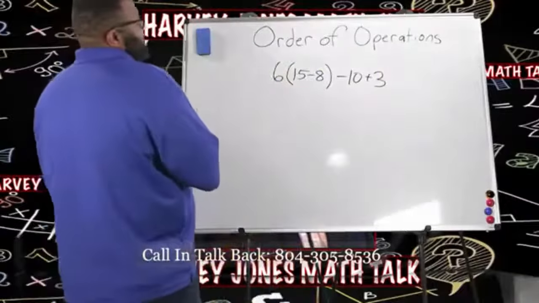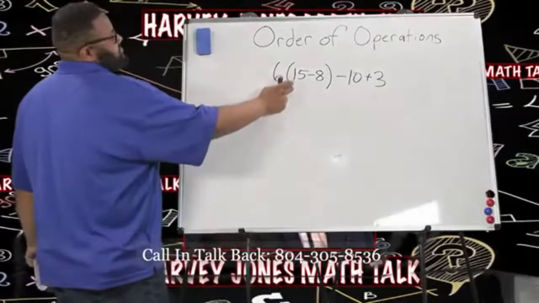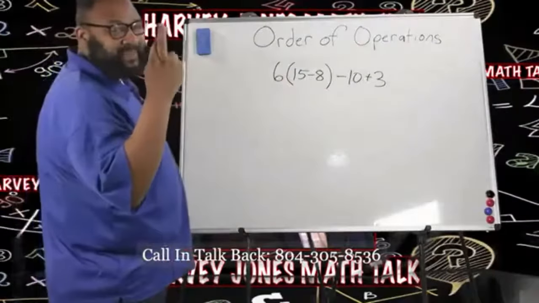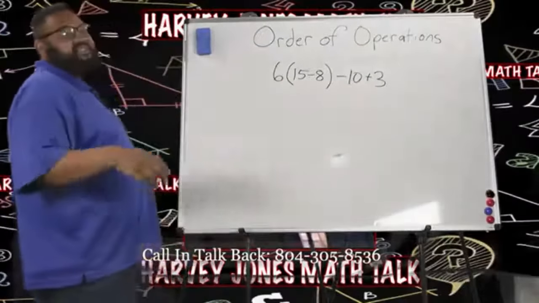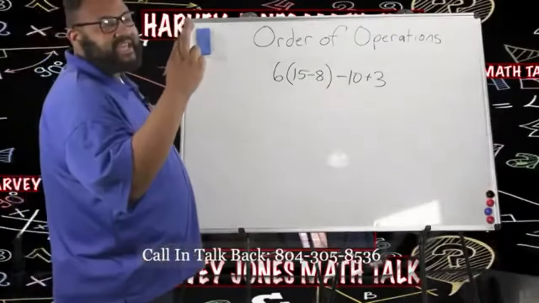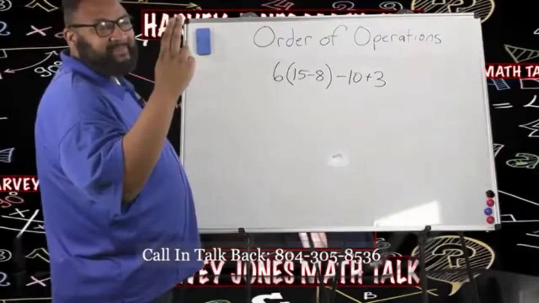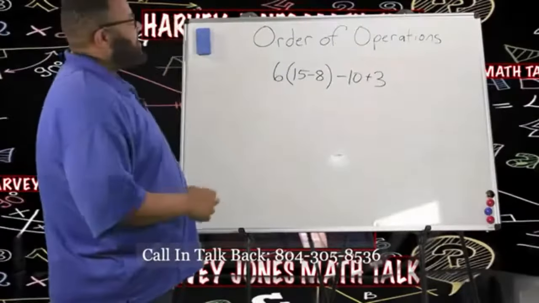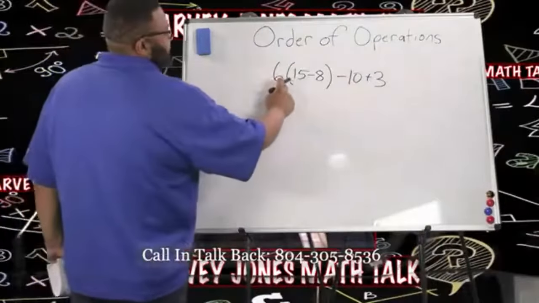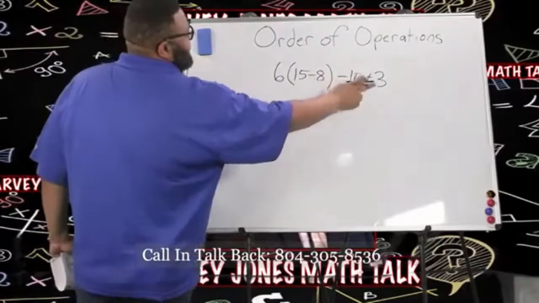Six. Okay. Now, this is going to be multiplication. We'll talk about that in just a second. When your numbers are side by side, you multiply. That's what you should tell my students a long time ago. When it's side by side, you multiply. Because I cross my fingers up and I cross them into an X. So side by side, you multiply. All right. So I got my 6 multiplied, close bracket 15 minus 8, close bracket minus 10 plus 3.